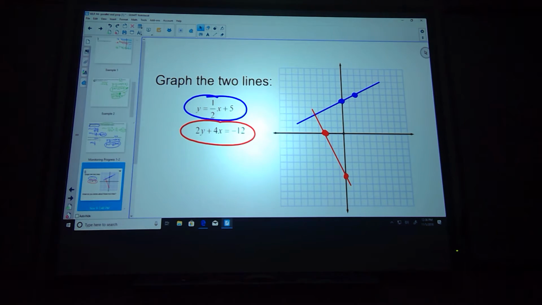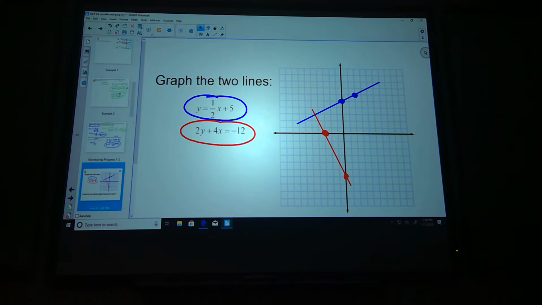Does anyone feel comfortable saying these are parallel to each other? No, they're going to intersect. Okay, so they're not parallel. Do they look like they might be intersecting at 90 degrees? Maybe close. But they do intersect, right? It might be pretty close, but I'm not sure.